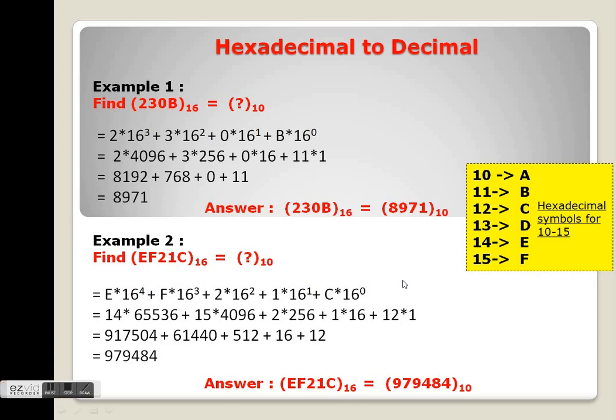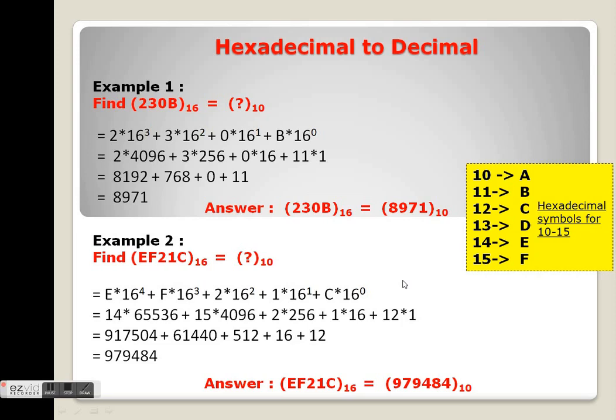So in the next line the value of the expression will be 11 multiplied by 1 plus 0 multiplied by 16 plus 3 multiplied by 256 plus 2 multiplied by 4096, which in the next line will become 11 plus 0 plus 768 plus 8192, and finally the value we will get is 8971, which is the decimal equivalent of the number 230B. Students, you can check the second example also.